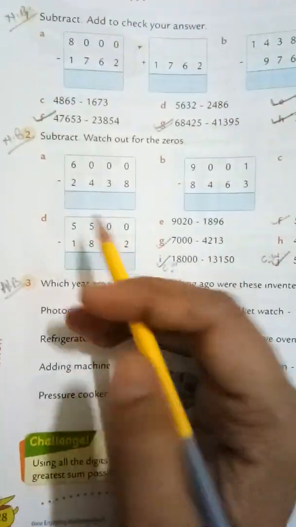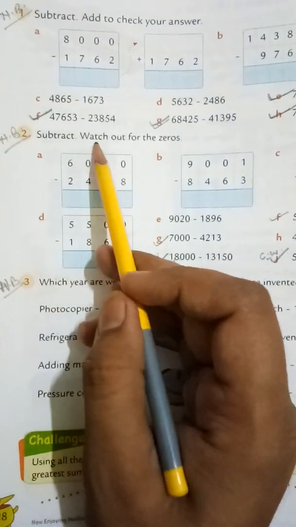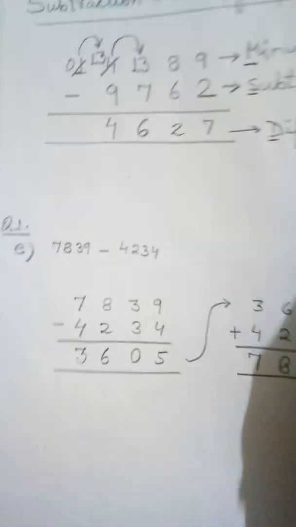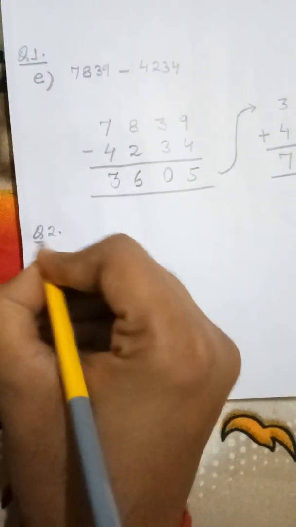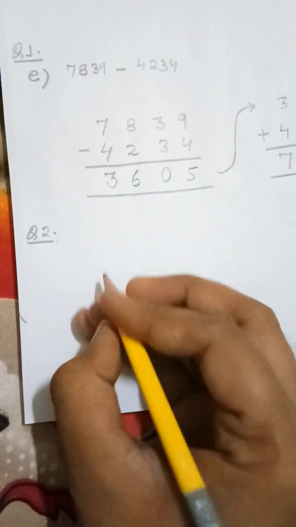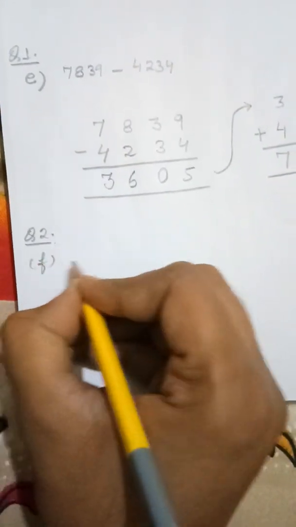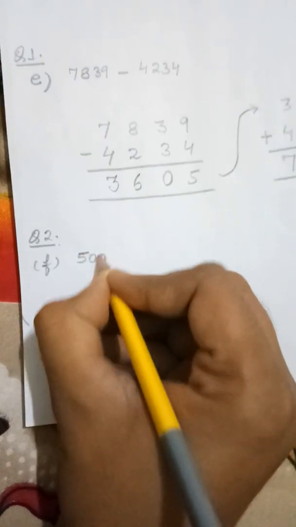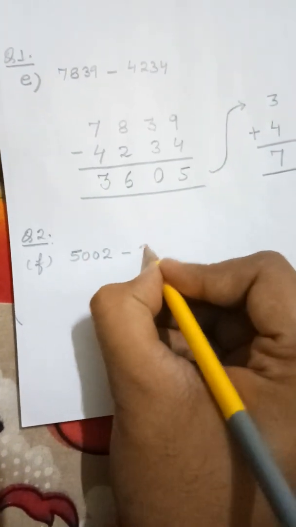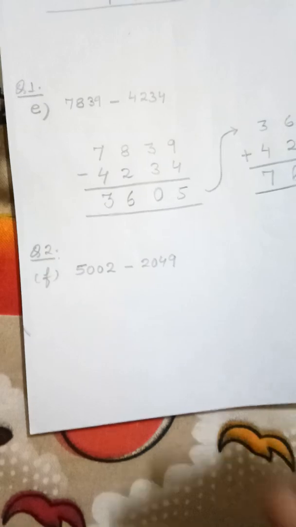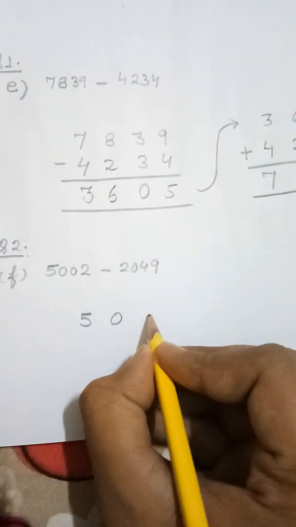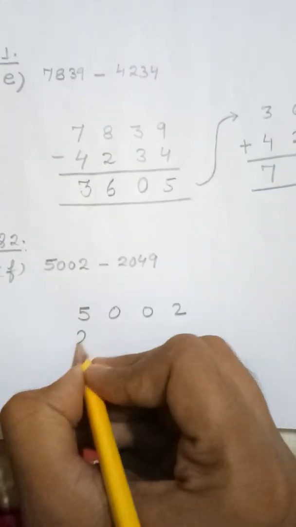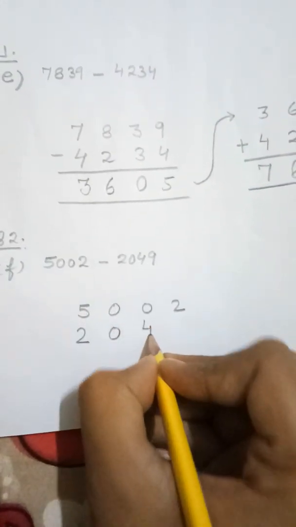Then question number 2, you can see it's written subtract, watch out for the zeros. Watch out for the zeros means that if there is a question, suppose I'm taking F from question number 2. It is written 5002 minus 2049. This is the question. So first of all, arrange 5, 0, 0, 2, 2, 0, 4, 9.